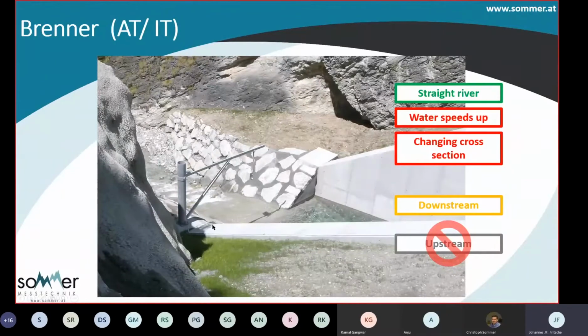So space is very limited in this case, and it's difficult to make a decision how to install the instrument, looking upstream or downstream. Such situations might be quite common, where you should stick to certain rules but you can't, because the location is very much restricted. So you need to find the best option that is possible for such a location.